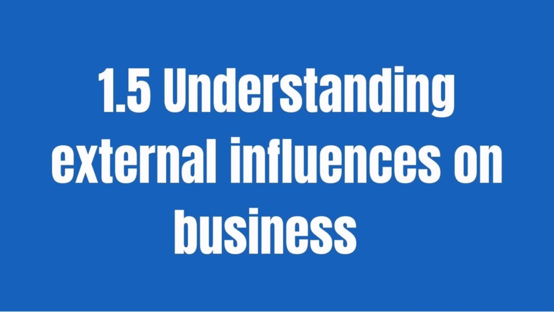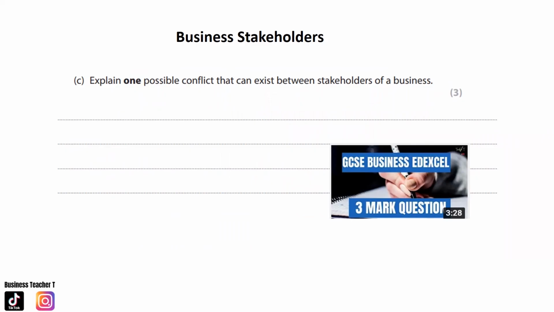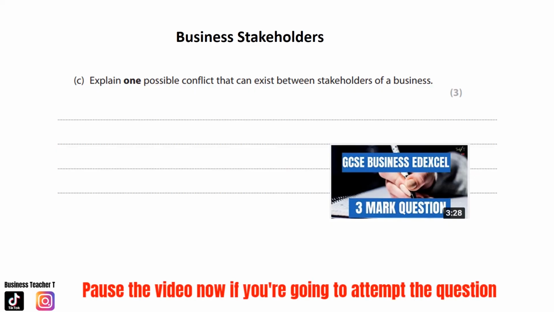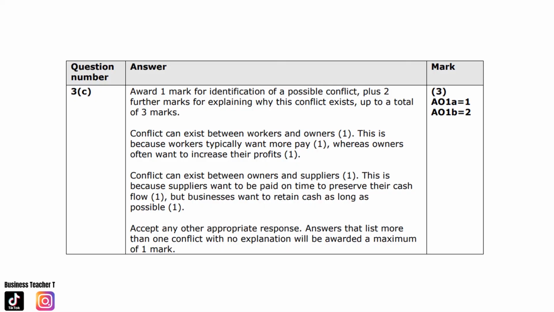1.5, understanding external influences on business. Our final question and our final 3-mark question. Explain one possible conflict that can exist between stakeholders of a business. You may have written, conflict can exist between workers and owners. This is because workers typically want more pay, whereas owners often want to increase their profits.